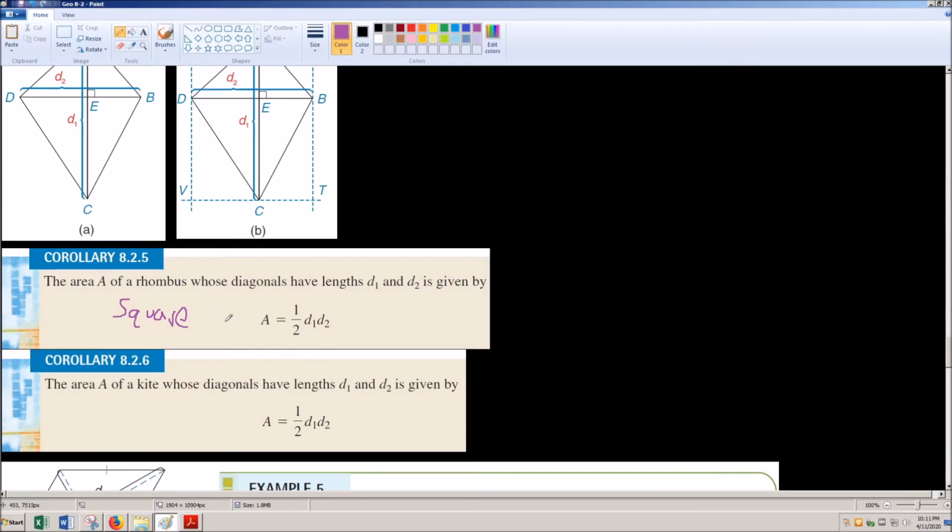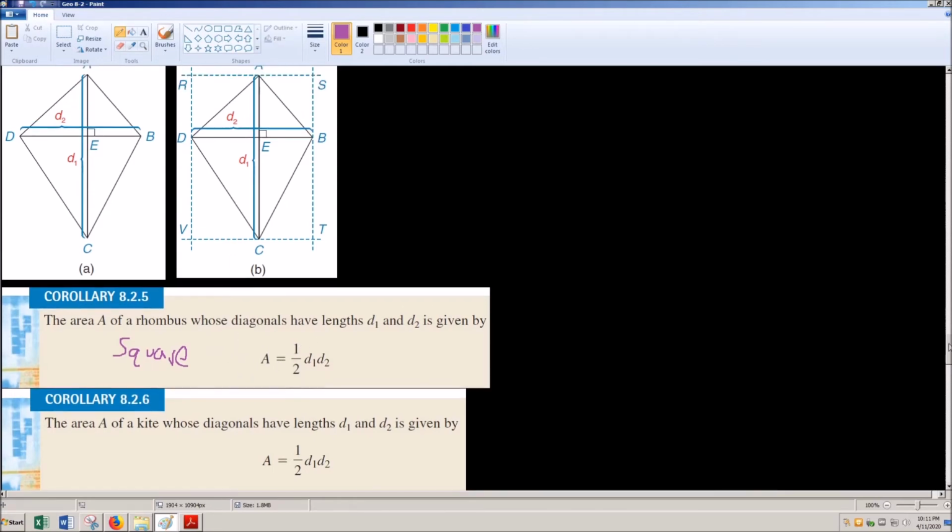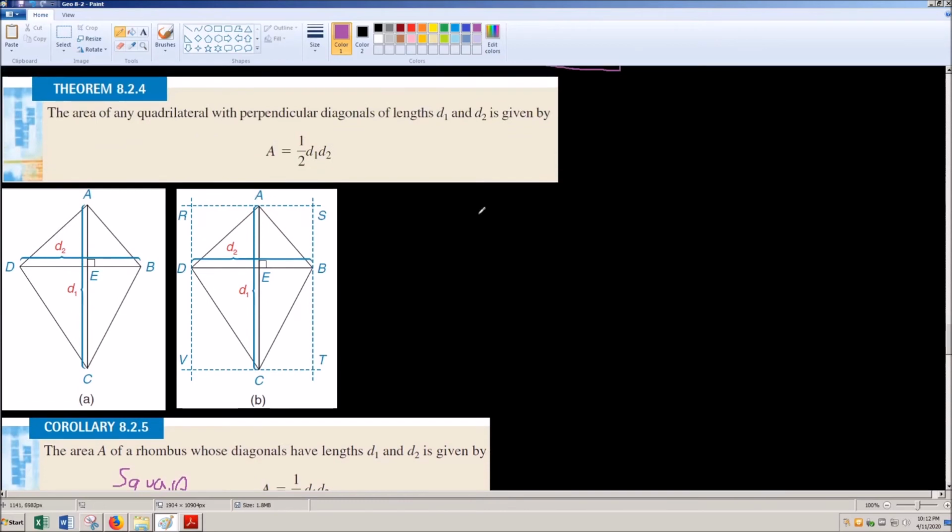As we look at this, it's going to be 1/2 diagonal 1 times diagonal 2. So those are the two diagonals in these figures. So with any quadrilateral that has perpendicular diagonals, we're going to get basically this diagonal times this diagonal to define the area of this thing. So if we think how is this possible? I can look at this first one up here.